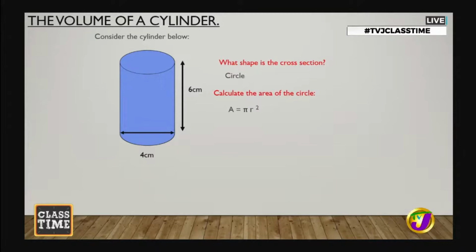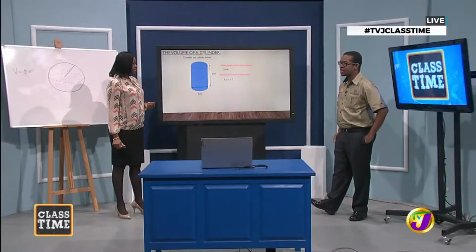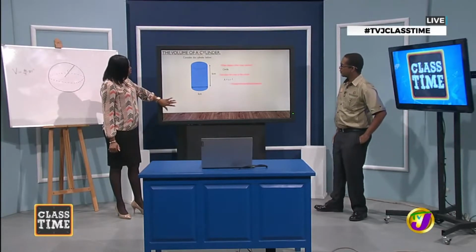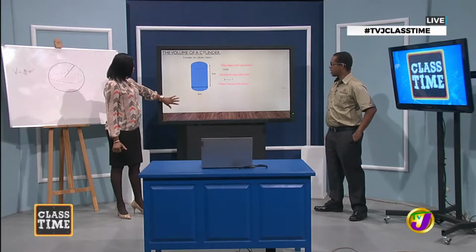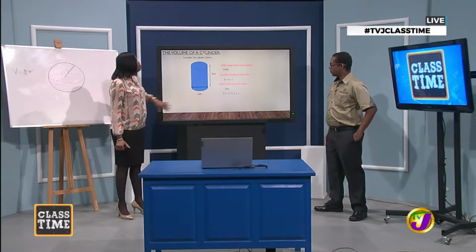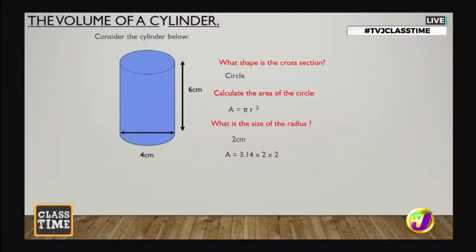I'm recalling something from class. Teachers always tell us that the diameter is twice the radius. So I'm thinking the radius is going to be half of that 4 centimeters, which is going to be 2 centimeters. Yes, and I'm sure the teacher proved it to you. So we're going to be using 2 as our radius, and when we square 2 and multiply that by pi, we get an area of 12.56 square centimeters.